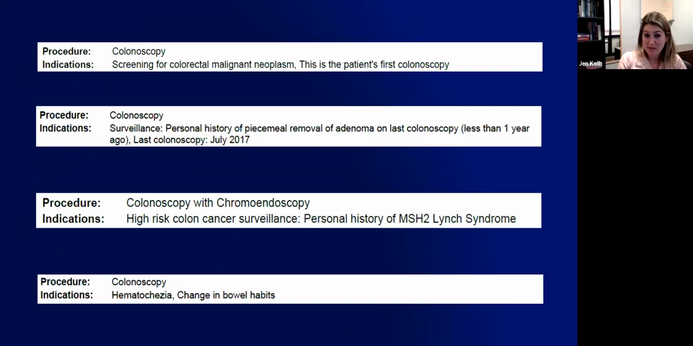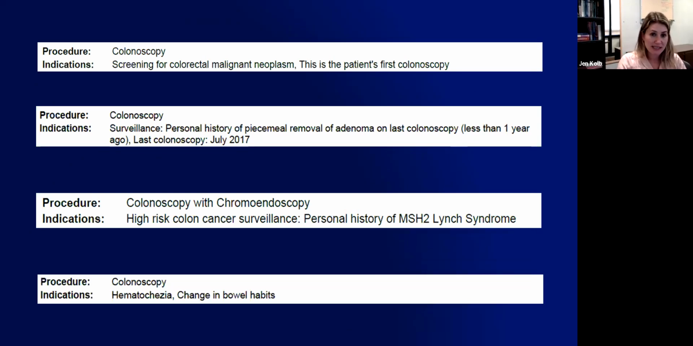These are a few examples. Again, the system will report things differently, but the person doing the procedure can type it in as free text. The first one is a screening: this is the patient's first colonoscopy, so we assume that's probably a younger patient. This is the first time.